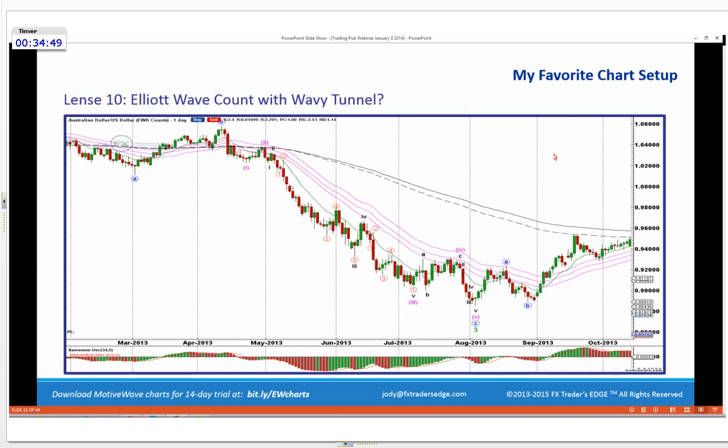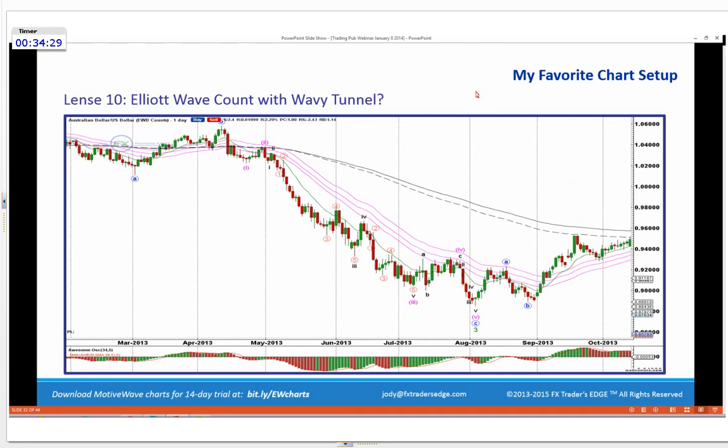So my favorite chart setup is actually the ABC, or the 1, 2, 3, and I would encourage you to start to take a look at that setup on your own markets, because it's this piece of the pie that you want to grab right here.